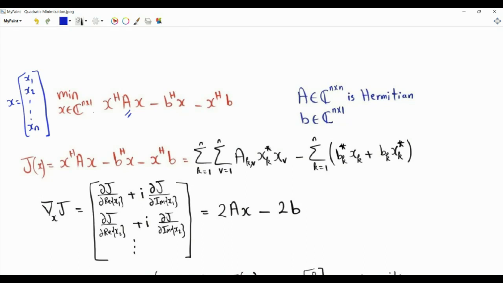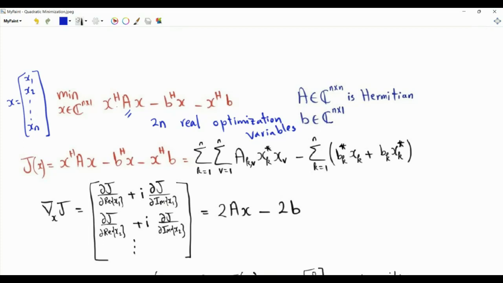So the optimization variables are the components of vector X. And so in terms of real variables, we have 2n real optimization variables. And those are the real and imaginary parts of the components of vector X.